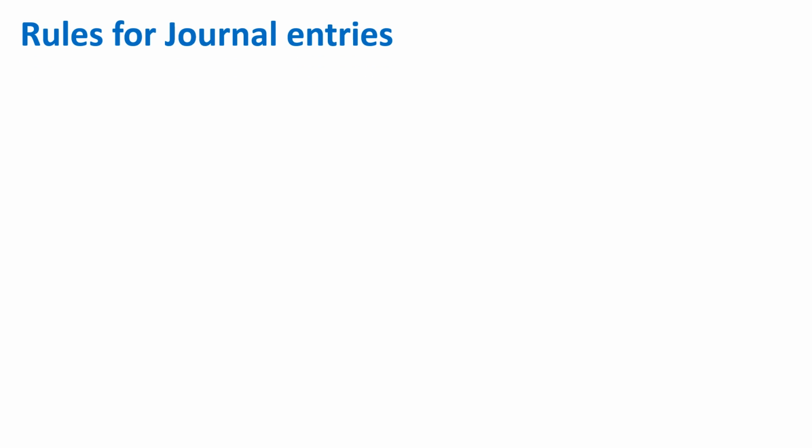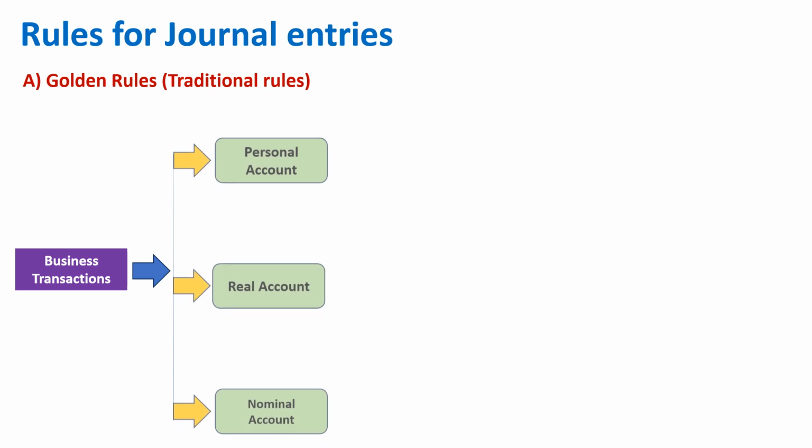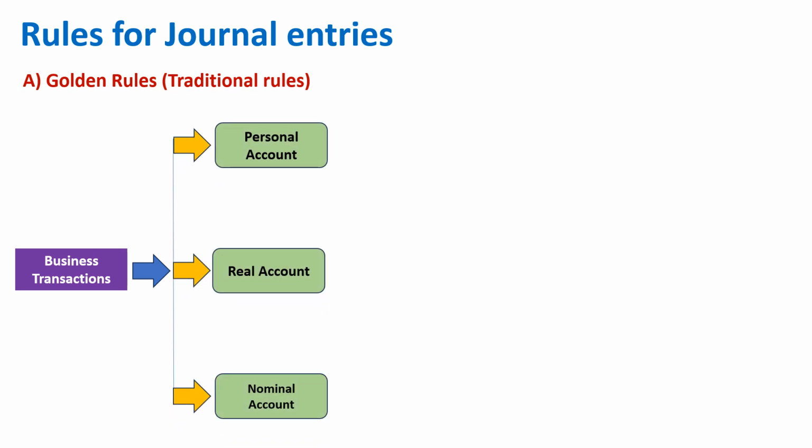Rules for journal entries. First, I'm going to explain the traditional rules, which are generally called the golden rules of debit and credit. And these rules you will generally find in your class books, right? After golden rules, I am going to talk about the modern rules, which I will be explaining in detail in the upcoming slides. Now, under golden rules, the business transactions are accounted into three categories or three account types.